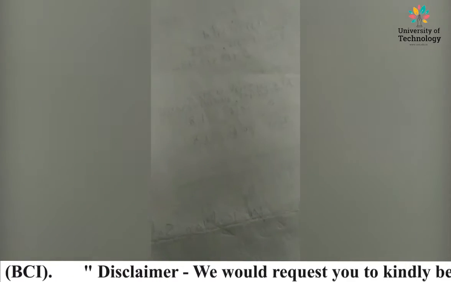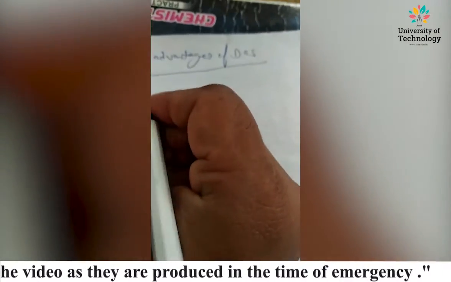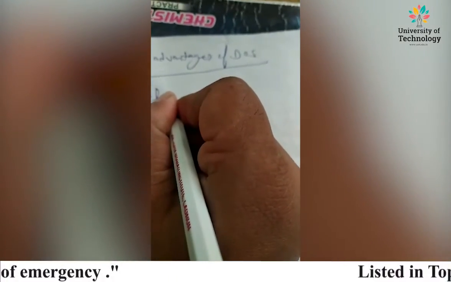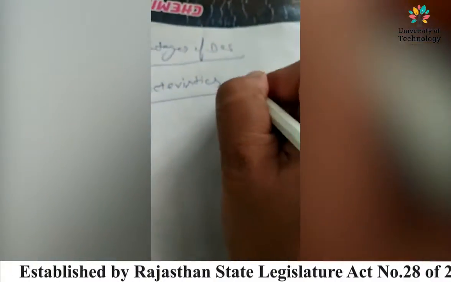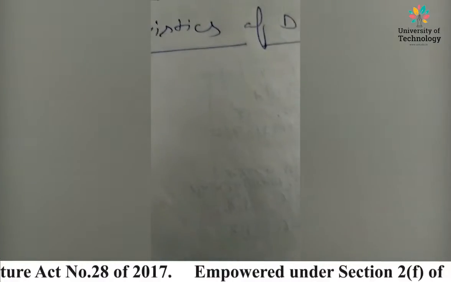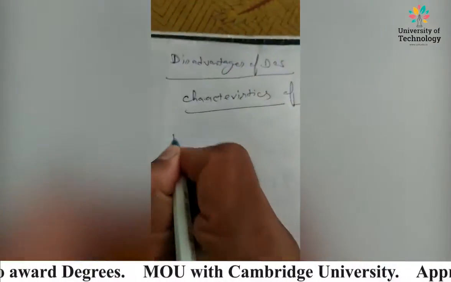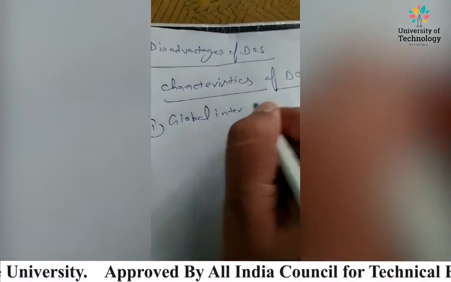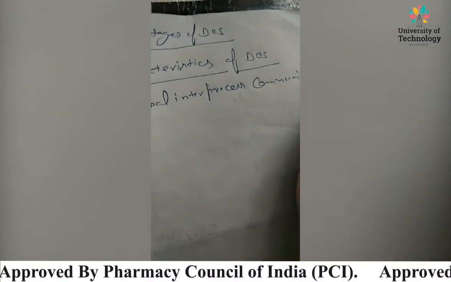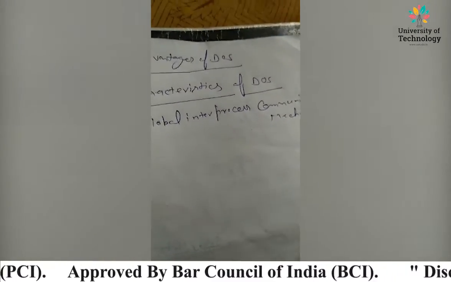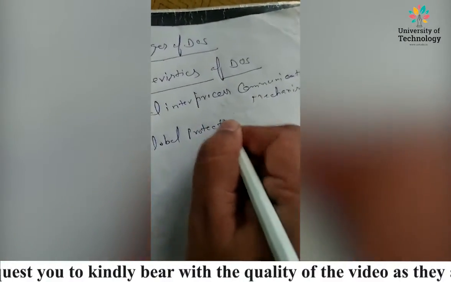Friends, if we talk about characteristics of distributed operating system, there are many characteristics, such as: first, global interprocess communication mechanism. Second, a global protection scheme.